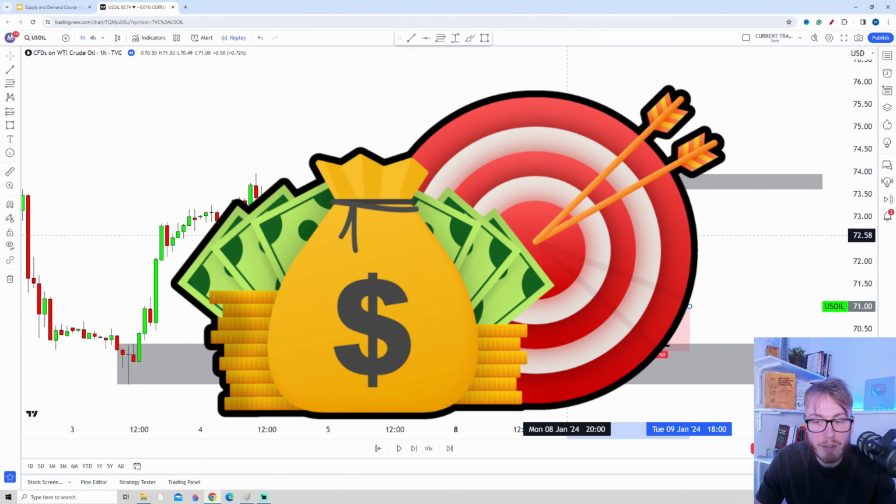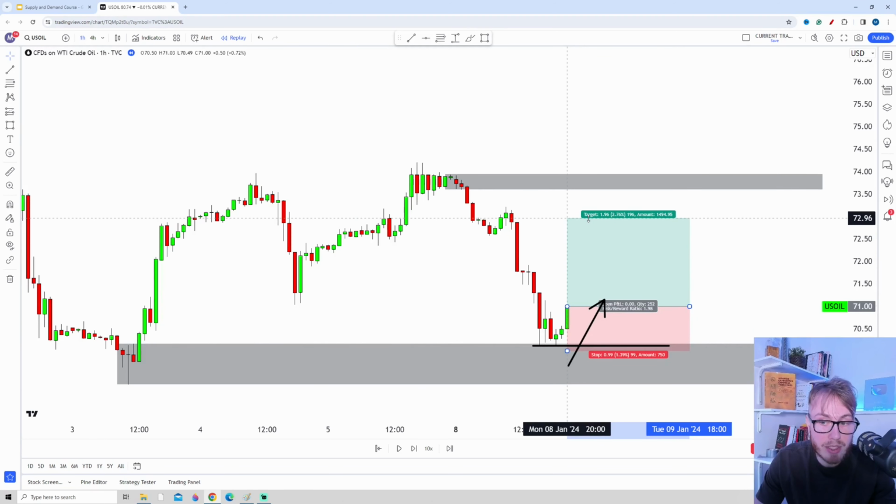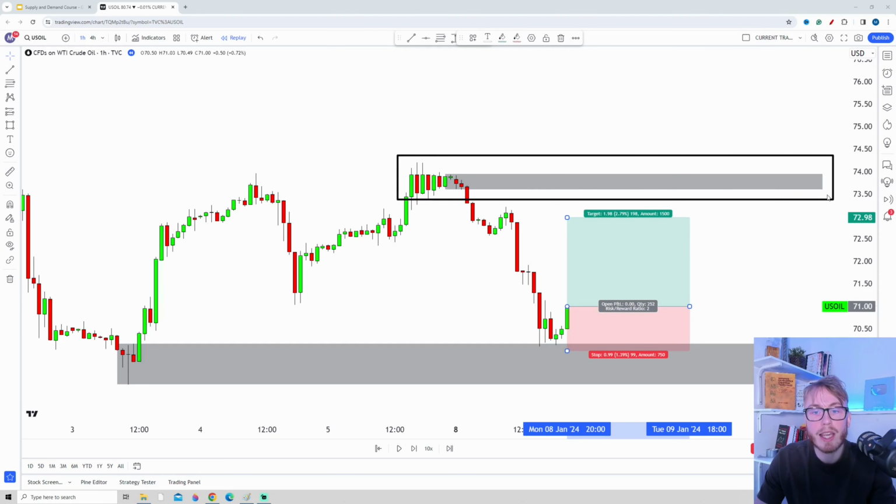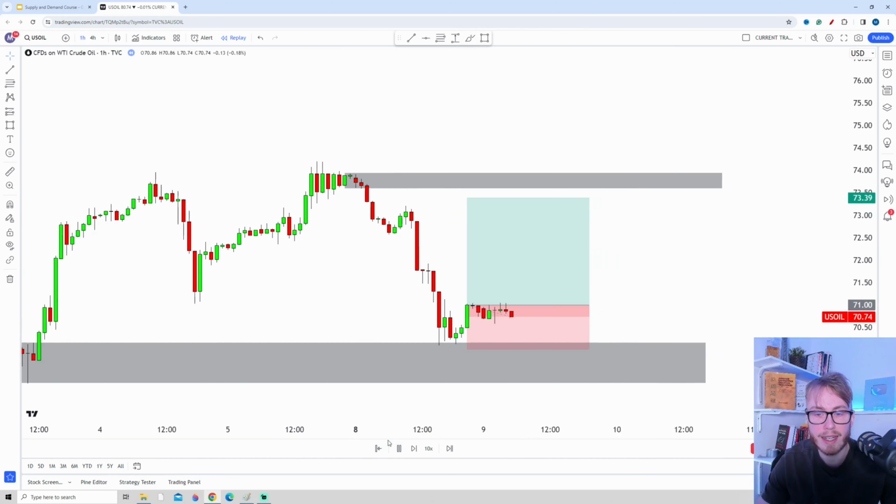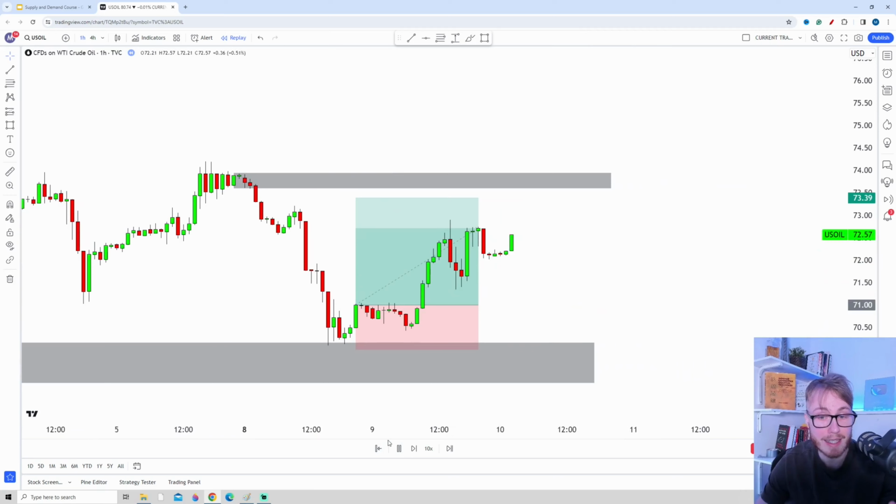And as for your target level, you can either aim for a fixed risk to reward ratio, such as 2 to 1. This basically means that the reward is twice as big as what you lose if you lose the trade. But what I prefer to do here is to look at previous supply and place the target a bit below the previous supply area.